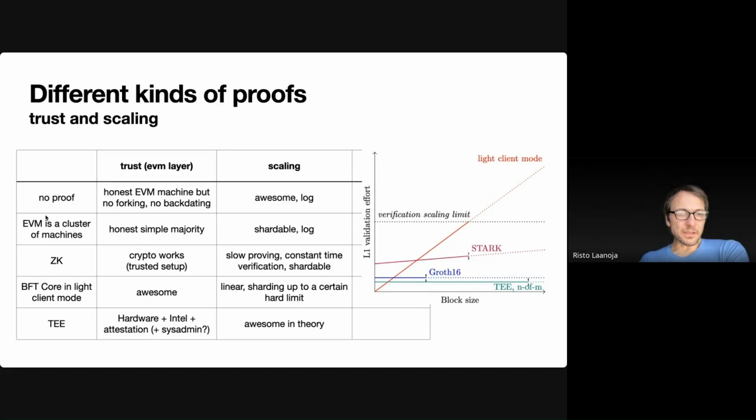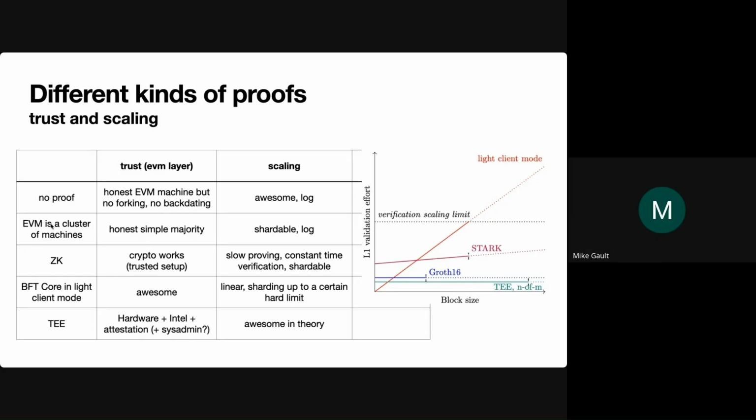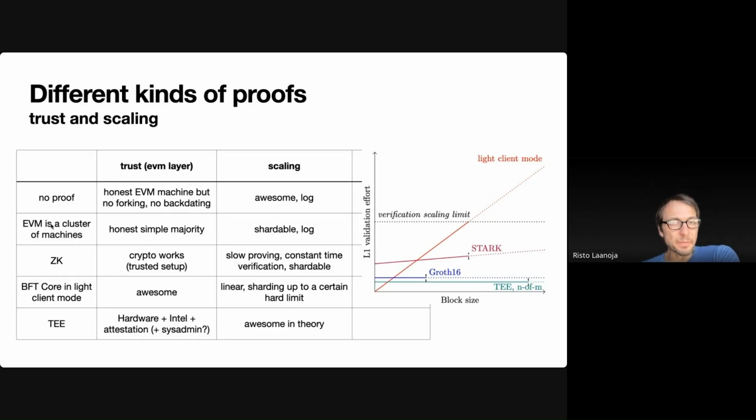The second option is that the EVM is a cluster of machines, and we implement honest majority-based voting about the blocks. It's rather easy to do, but the trust requirement is that we have an honest majority of EVM validators, and an honest majority of BFT validators, which are eventually validated by proof of work and end users. But still, having two layers of honest majority is kind of ugly. So it's not really awesome, but it scales well.